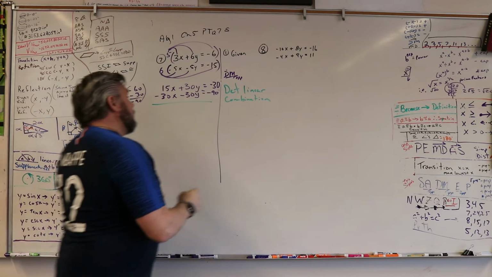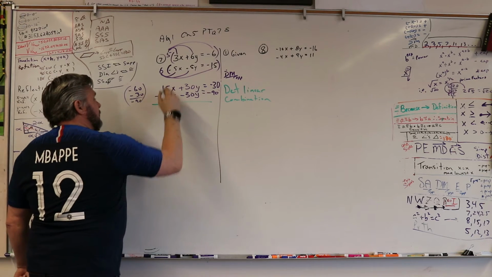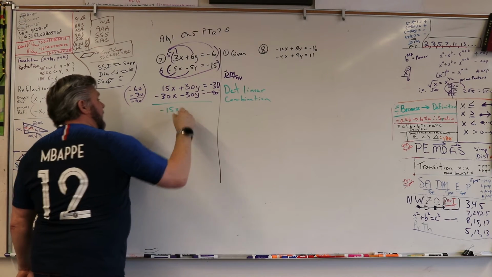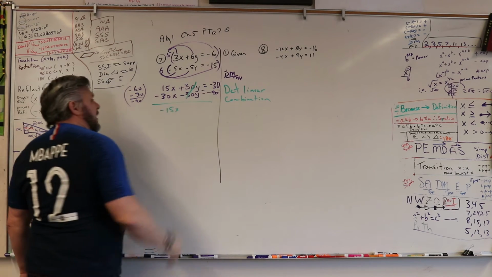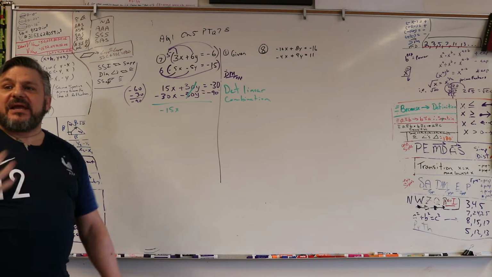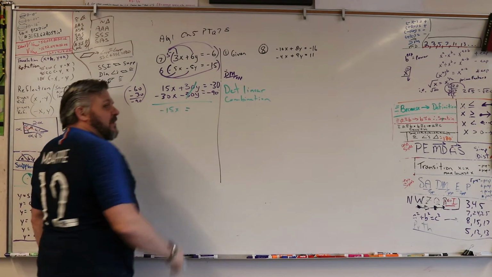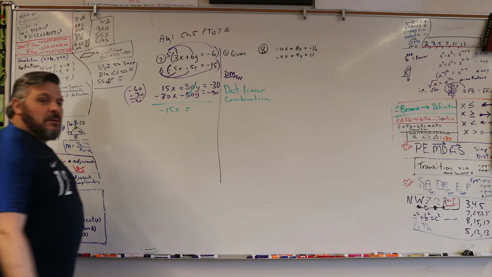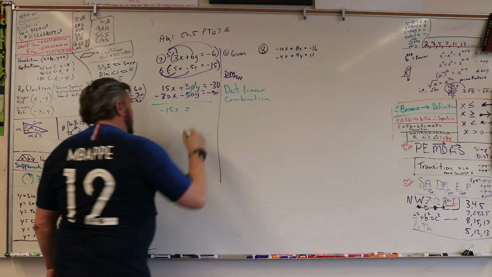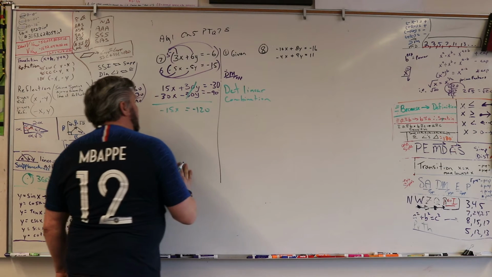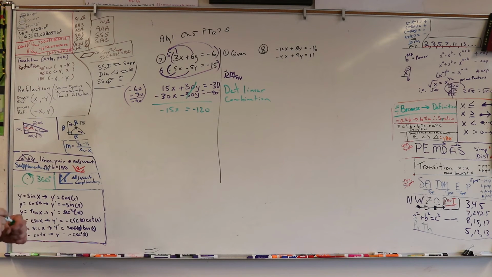So, linear combination. All right, so what is negative 30 and 15? Negative 15. 30 and negative 30 cancel. That's what we wanted, one of them to cancel, right? Equals negative 30 and negative 90, which is negative 120, right? Okay, so that was linear combination. So now what do we do?